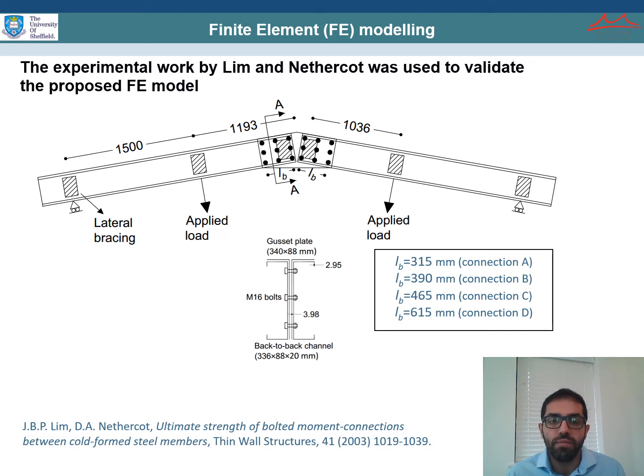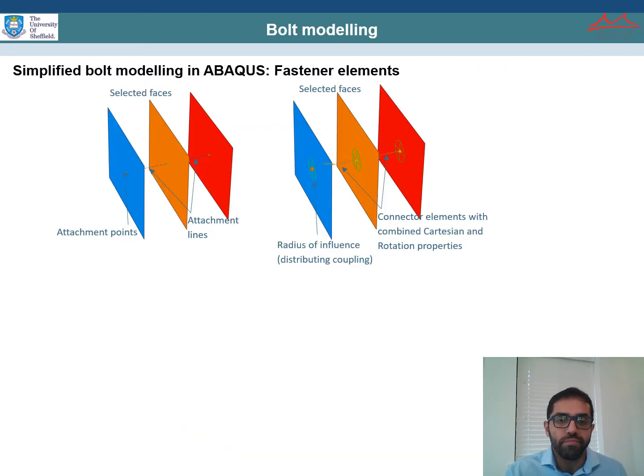They conducted 4 different connection tests, and the difference between these connection tests was in terms of LB, which is the bolt group length. It starts from 315 millimeter for connection A to 615 millimeter for connection D.